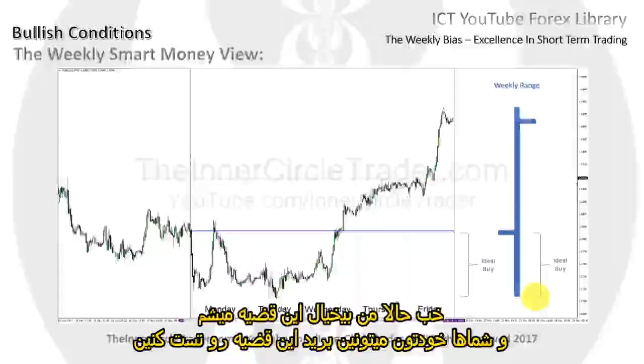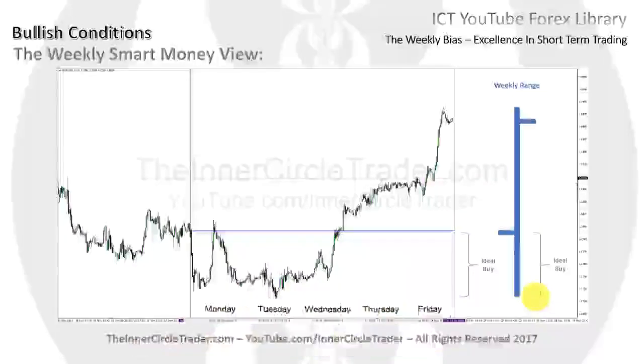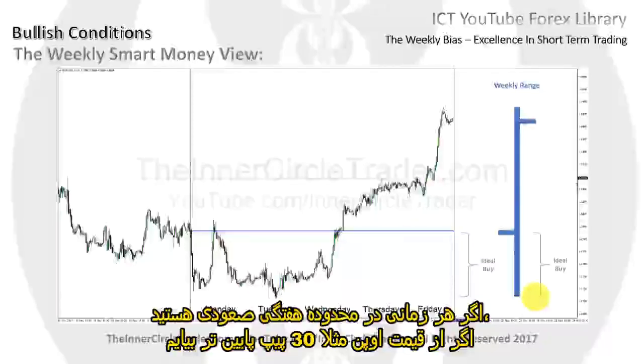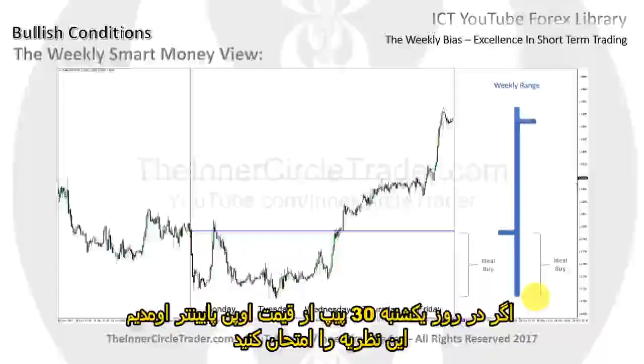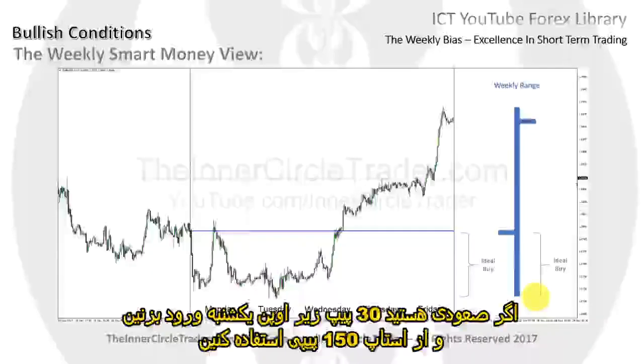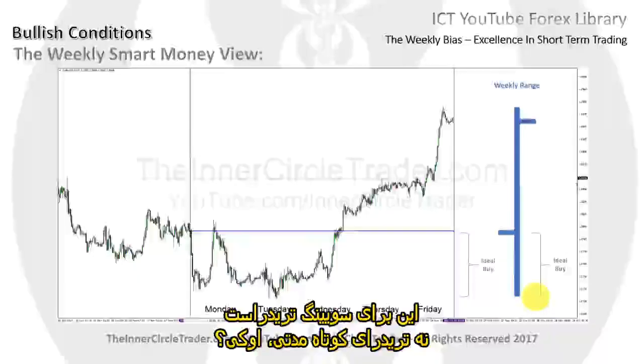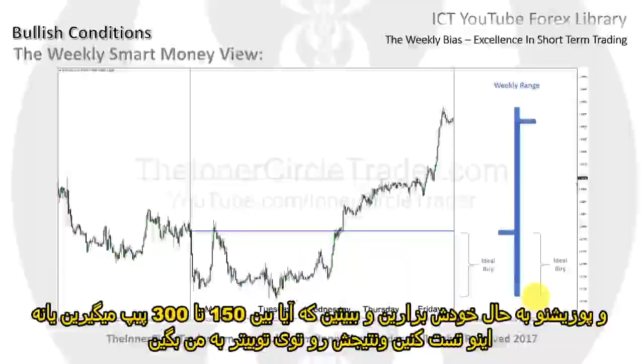Now, I will toss this out there and you guys can test this theory on your own. If at any time you are bullish on a weekly range, and we drop down say 30 pips from the opening price on Sunday, test this theory out. If you're bullish, buy 30 pips below the opening price on Sunday and use a 150 pip stop. This is for swing traders, not short-term traders. Let that go and see if you don't get 150 to 300 pips. Test that theory and give me your feedback through Twitter.